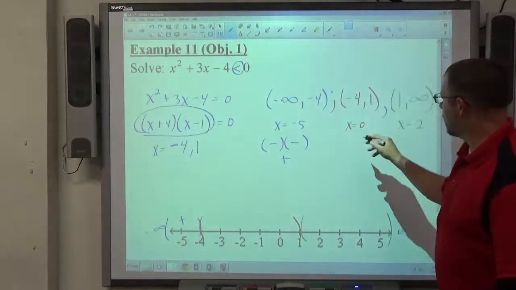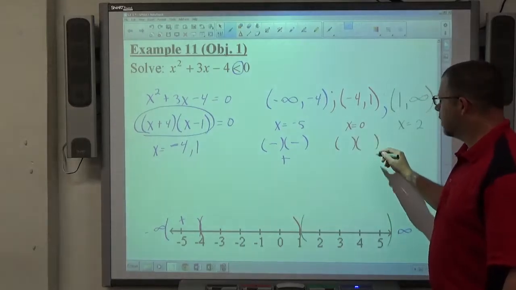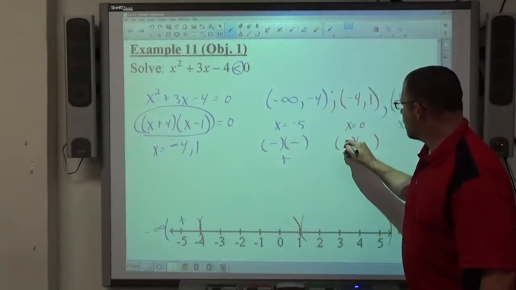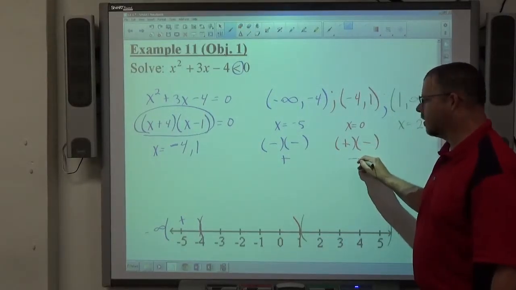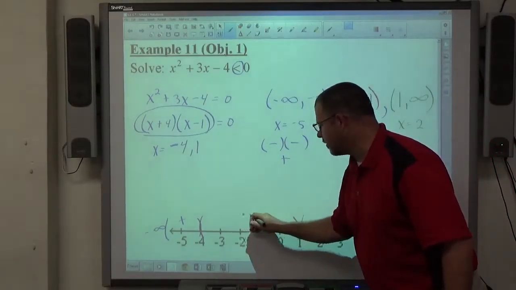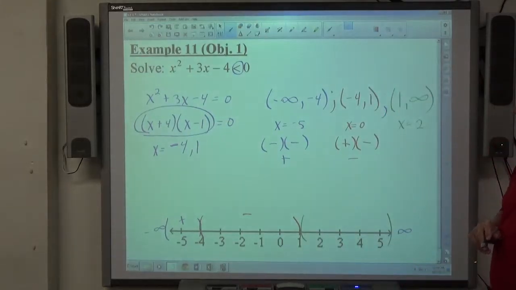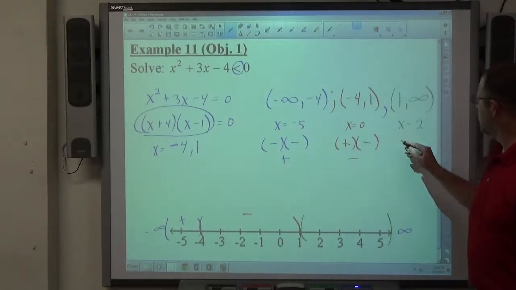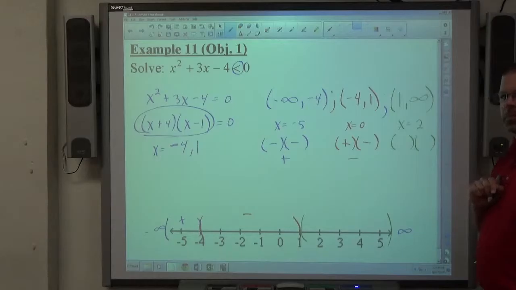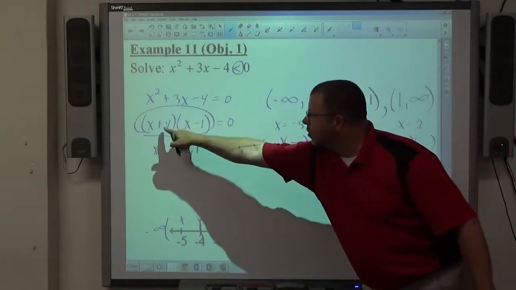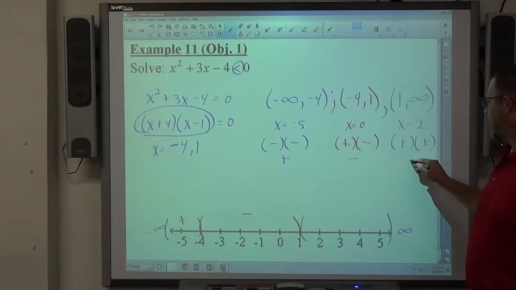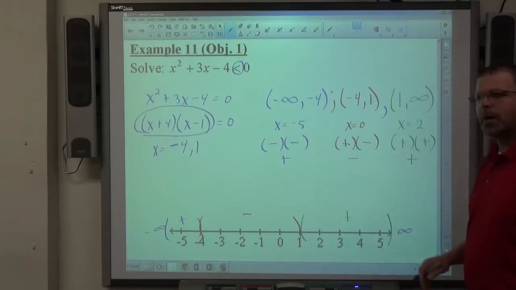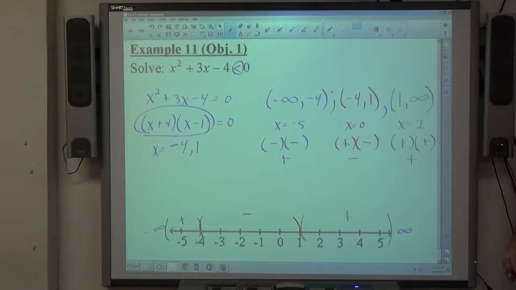Doing the same thing for 0, again, I've got two things being multiplied here. 0 plus 4 is positive 4. 0 minus 1 is negative 1. Positive times negative makes a negative answer. So this entire interval here is negative. And finally, with x equals 2, I make my two factors. 2 plus 4 is positive 6. 2 minus 1 is positive 1. Two positives makes a positive. So this entire interval is positive. All right? So that's all testing intervals is.